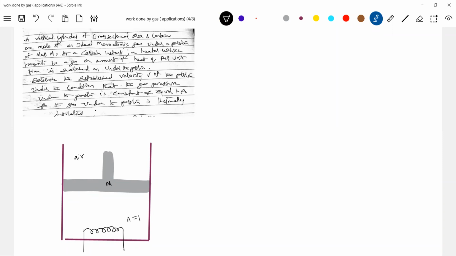Okay, we do have this thing, a vertical cylinder. Read it.